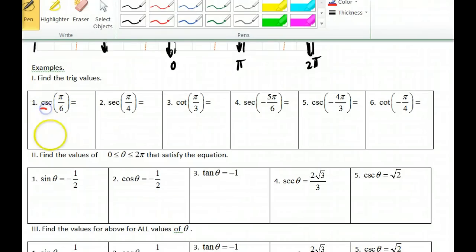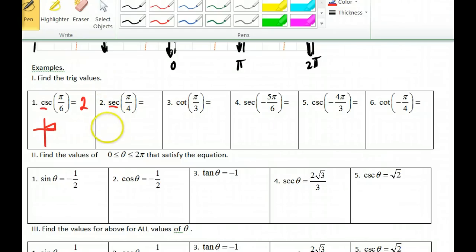Okay, so this is the cosecant, so I know that I'm looking for the sine. The sine of pi over 6 is going to be 1/2. So I'm going to have the reciprocal of 1/2, which turns out to be 2. Oh, so the sine is between -1 and 1, but the cosecant is going to be above 1 or below -1. Oh, range issues. Okay, good.